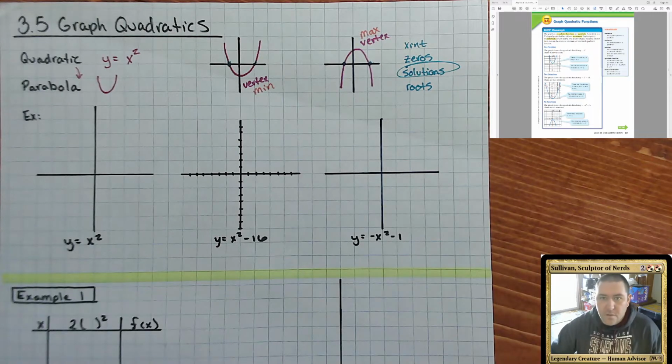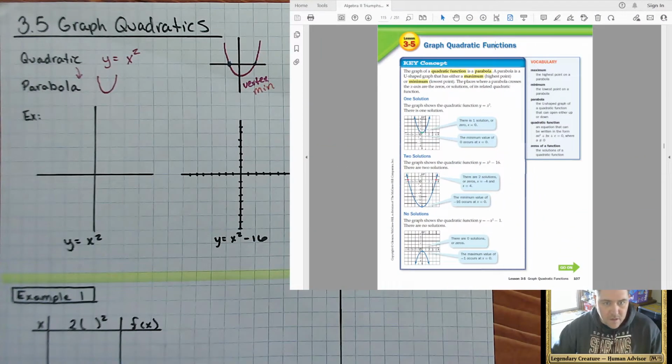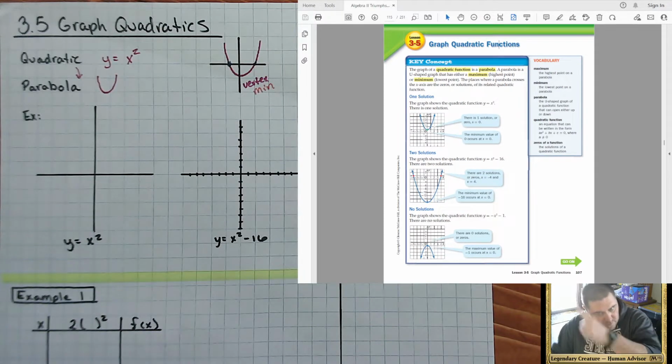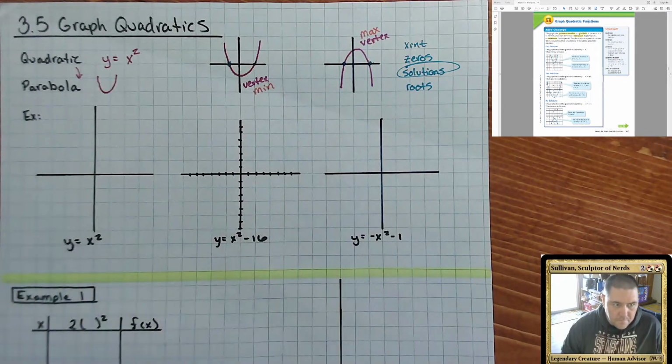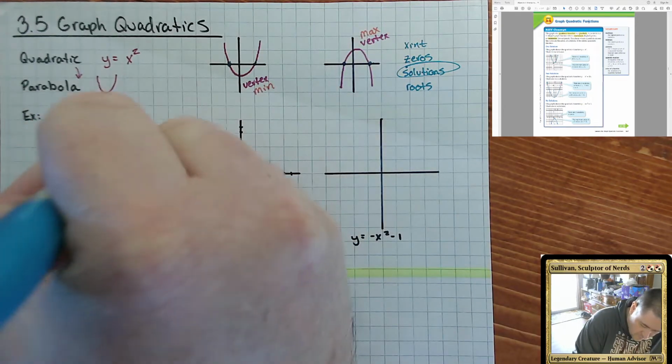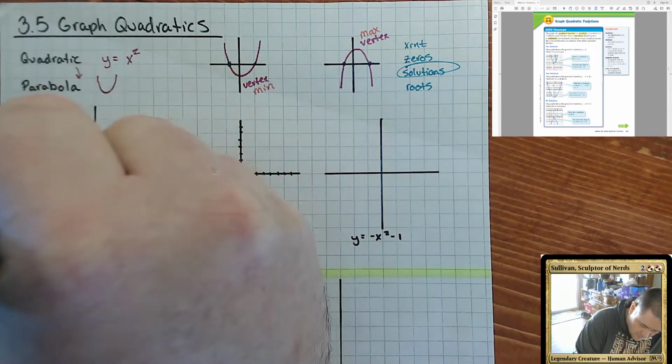Okay, so we'll look over here, and the three examples they give us, those three examples are right here. Y equals x squared looks like this.